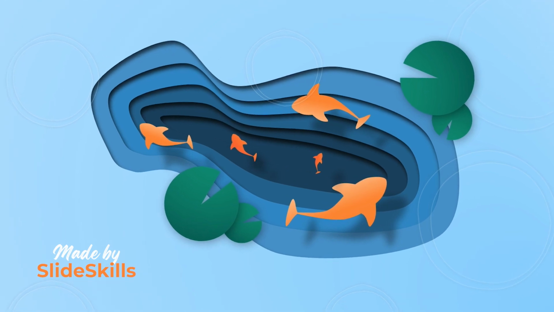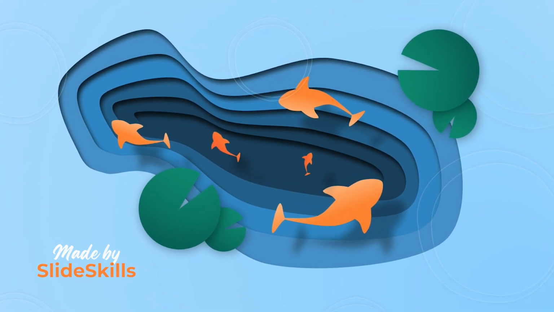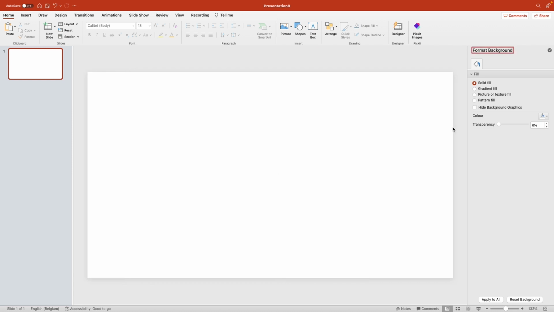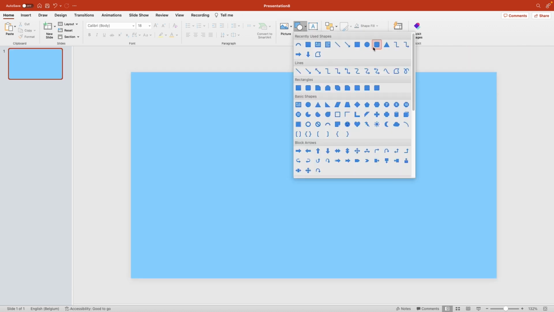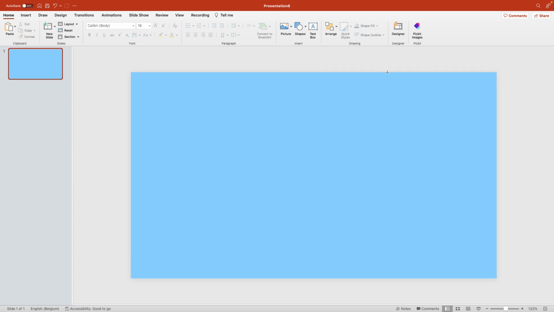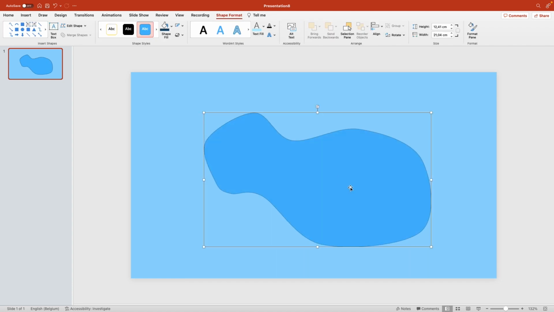Today we're learning how to make this nice artwork in PowerPoint. Let's start from a clean white slide, format a background and make it blue. Next we go for a free shape and we're going to create just any random shape that you want with some rounded corners to create the puddle effect.